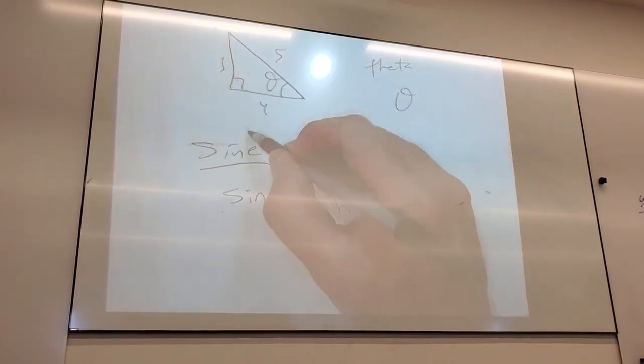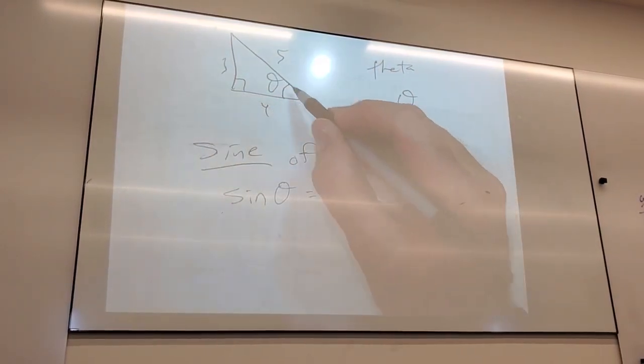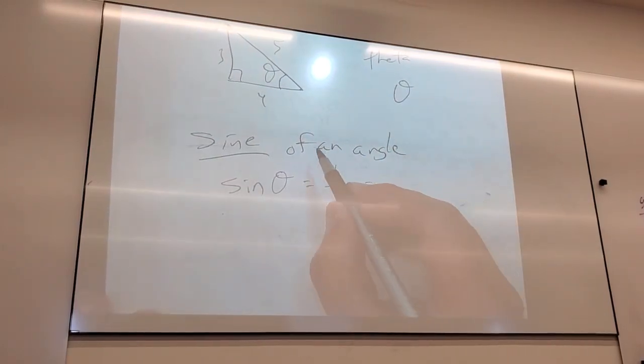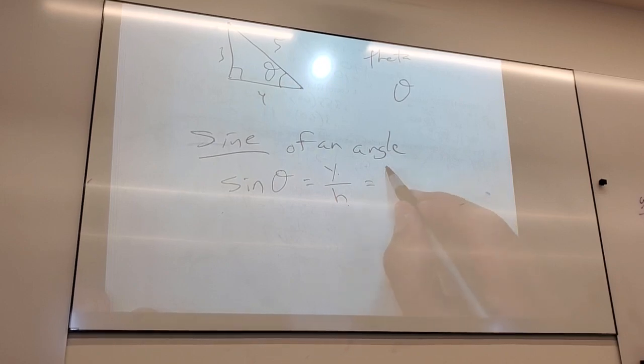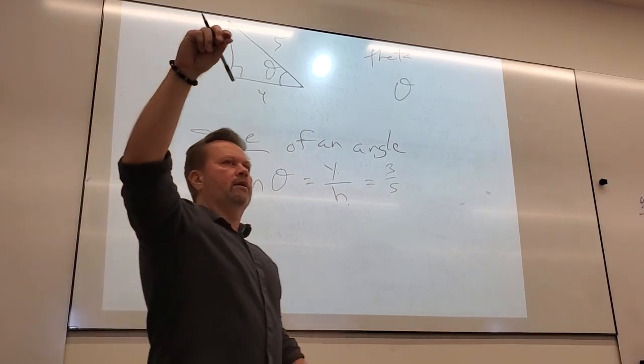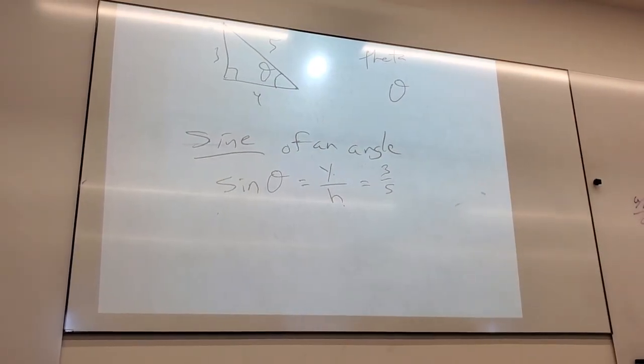Yeah. 3 is the y side, does everybody agree? And 4 is the x side, yes? And then 5 is the hypotenuse. So what would the sine of this angle be then? Y side divided by the hypotenuse? 3 over 5. So sine likes y. Sine is related to the y piece.